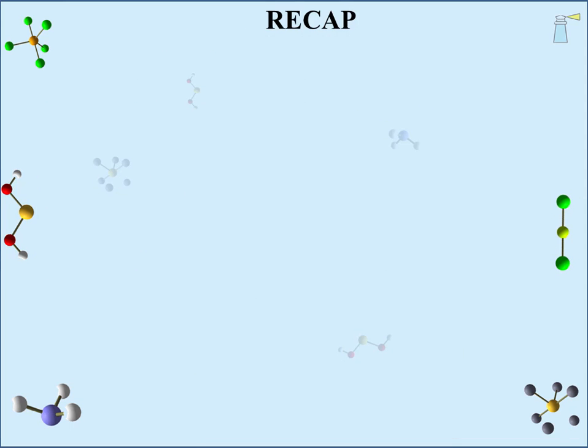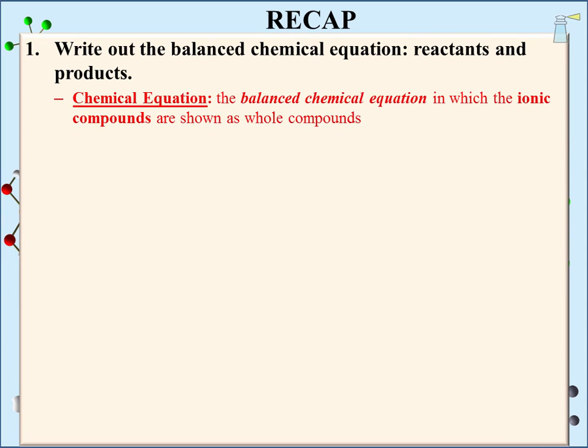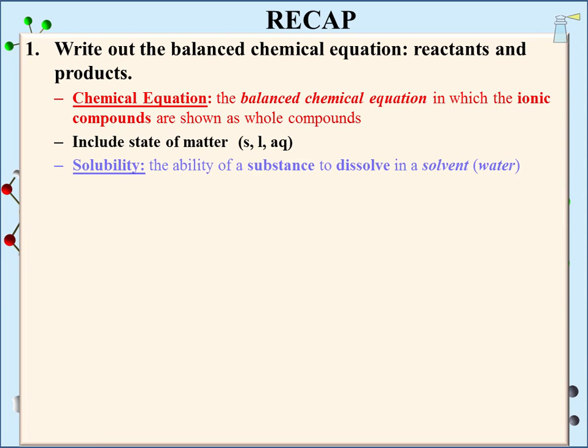Recapping the lecture. To get a net ionic equation, begin by writing out the balanced chemical equation. Chemical equations are balanced equations in which the ionic compounds are shown as whole compounds. Include state of matter and phase. Be sure to include the AQ if possible. Solubility was defined as the ability of a substance to dissolve in a solvent. This lecture dealt strictly with water as a solvent.